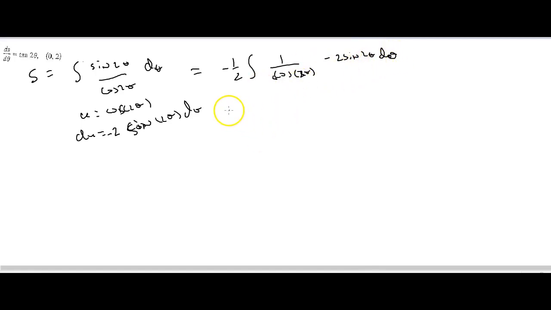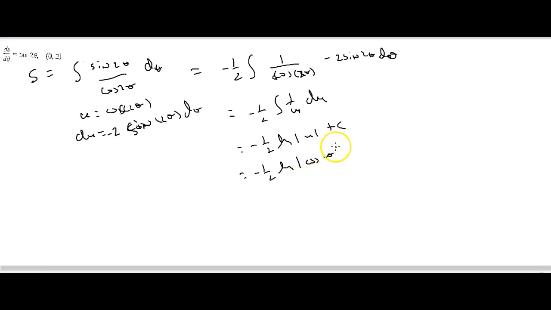Recognizing what I have here, I'm now going to set this equal to negative 1/2 integral of 1 over u du, which is going to be equal to negative 1/2 ln absolute value of u, plus c, which gives me negative 1/2 ln of absolute value of cosine 2 theta plus c equals s.